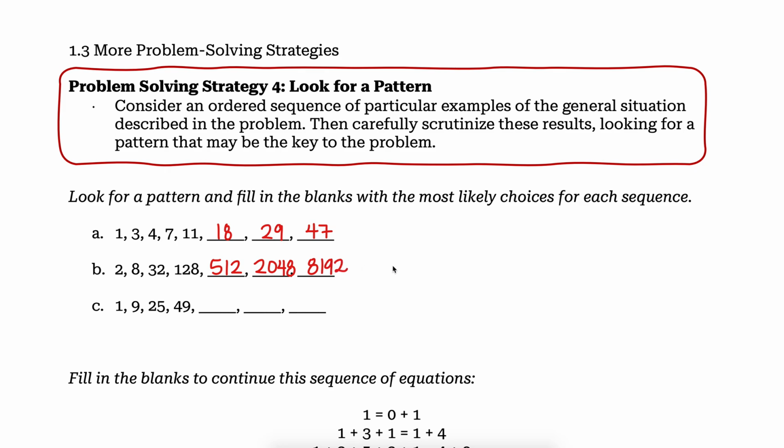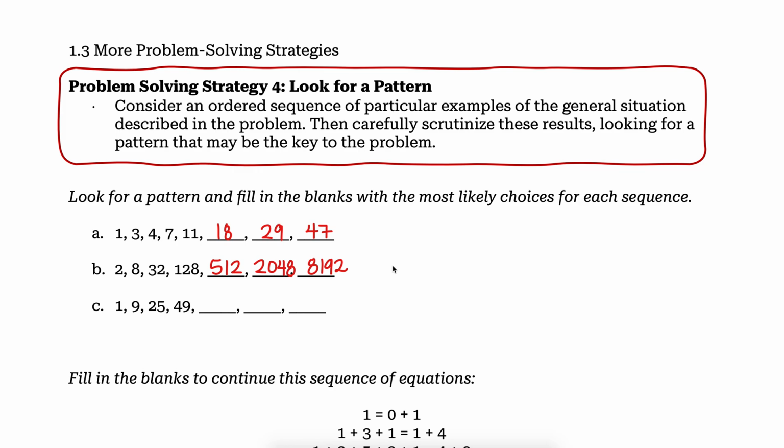The third one is a little different once again. In this third one, you're not adding, you're not multiplying. There actually is a way that you can add with this third one, but probably the most straightforward way to see this third one is thinking of perfect squares. 1 squared is 1. 3 squared, 9. 5 squared, 25. 7 squared, 49.